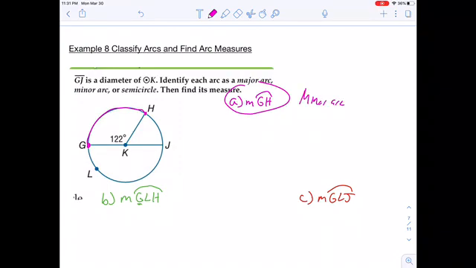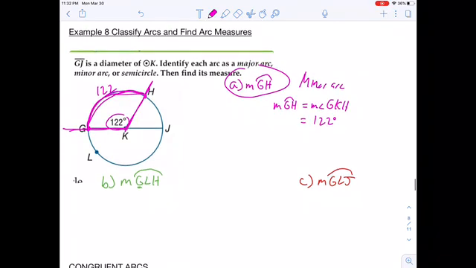The nice thing about the measure of a minor arc is that it's equal to the measure of the central angle that intercepts it, the angle that it's inside of. Notice how the arc is inside central angle GKH. So the measure of arc GH is equal to the measure of central angle GKH, which is 122 degrees.